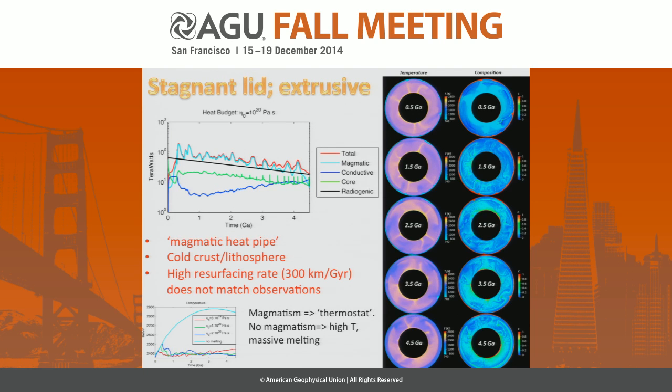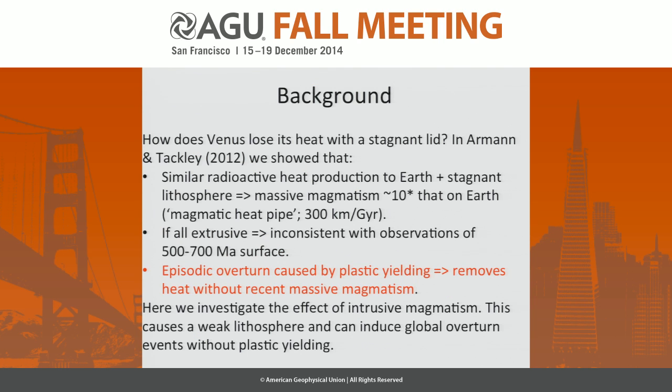Another point here is that magmatism is very important in the thermal evolution of planets like this, because it acts as a sort of thermostat on the internal temperature. You can see that here. If you run a model without any magmatism, just purely thermal convection, the temperature rises because of radioactive heating. If you include magmatism, it more or less keeps the temperature constant throughout the whole evolution.